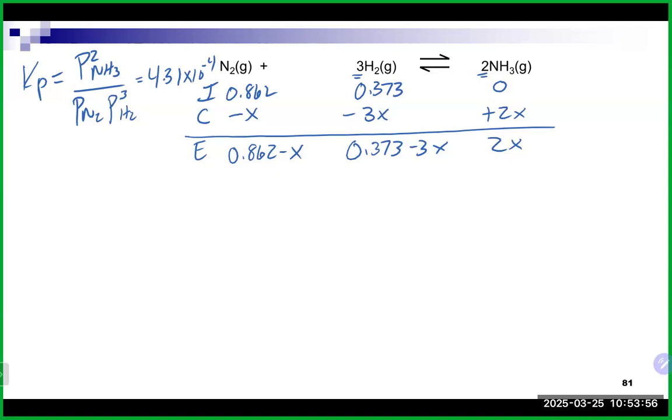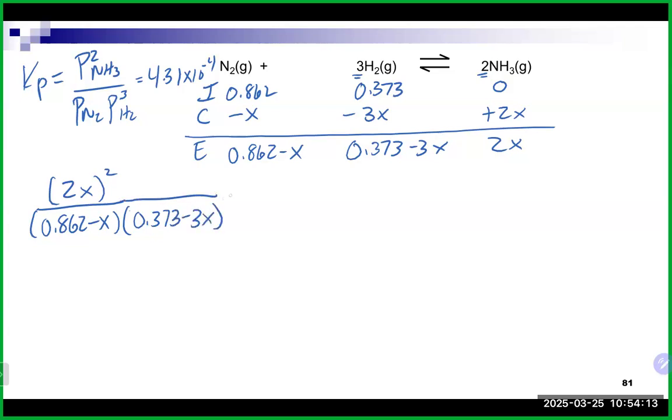Just like we've done before, we're going to put this into our expression. That will give us 2x squared divided by 0.862 minus x and 0.373 minus 3x, and that does need to be cubed in this case, and that will equal 4.31 times 10 to the minus 4. Any questions on the ice table or anything up to this point?